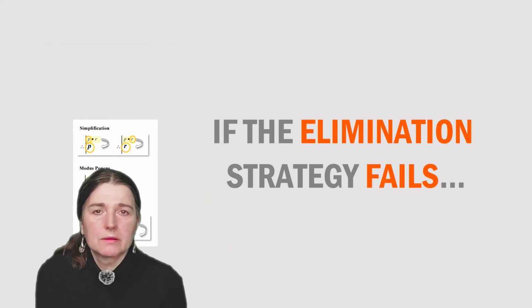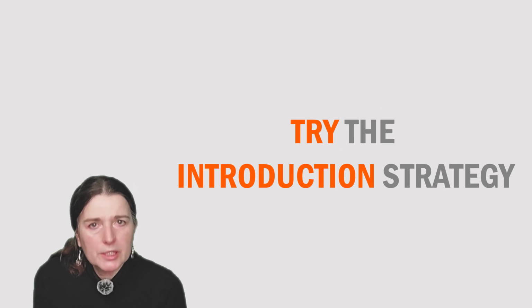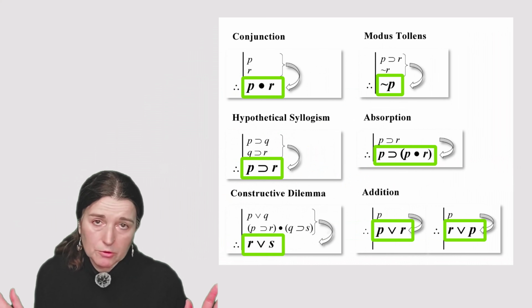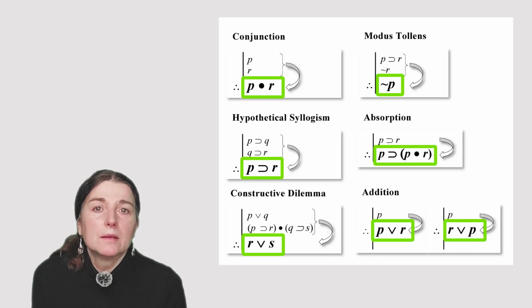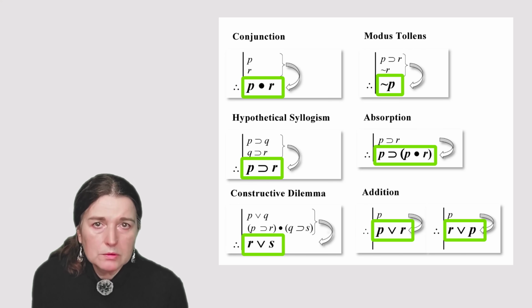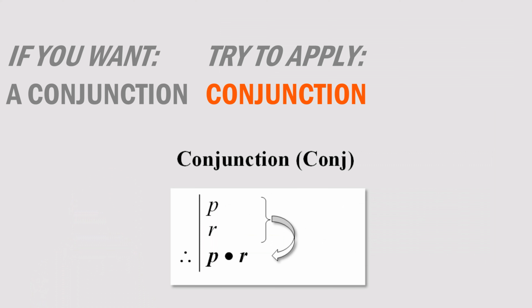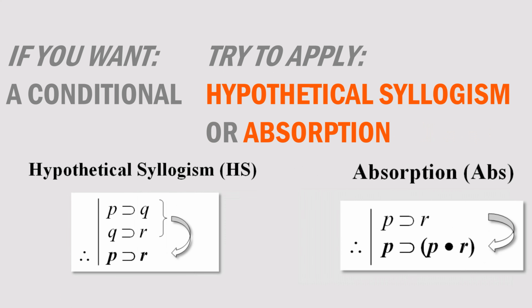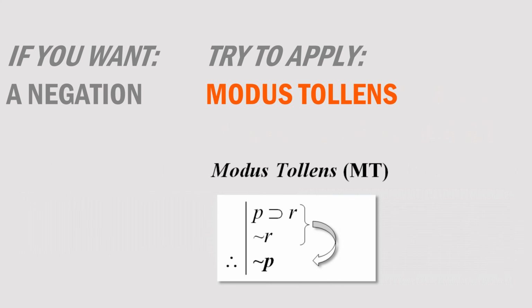If you can't apply the elimination strategy, then try the introduction strategy. So try to introduce the formula, provided of course it's a complex formula, by an appropriate rule. So if the proposition you want is a conjunction, try to apply the conjunction rule. If it's a disjunction, try either addition or constructive dilemma. If it's a conditional, try hypothetical syllogism or absorption. If it's a negation, try to apply Modus Tollens.